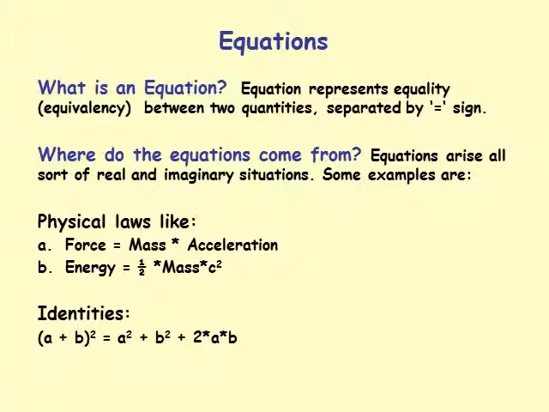Let's continue. There are also equations which are identities, like (a plus b) squared equals a squared plus b squared plus 2ab, where we evaluate the left side in terms of the right side, and it's valid for all real values and all complex values of a and b.